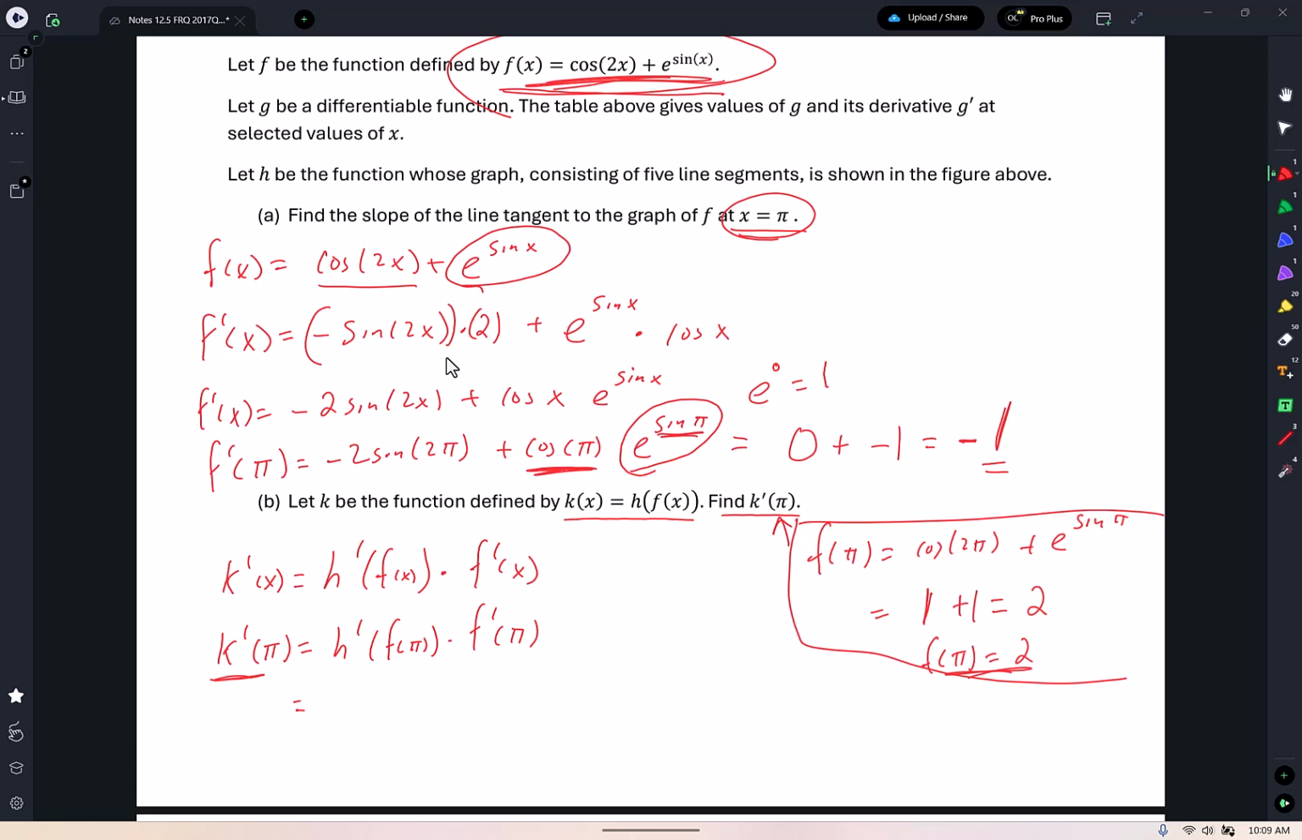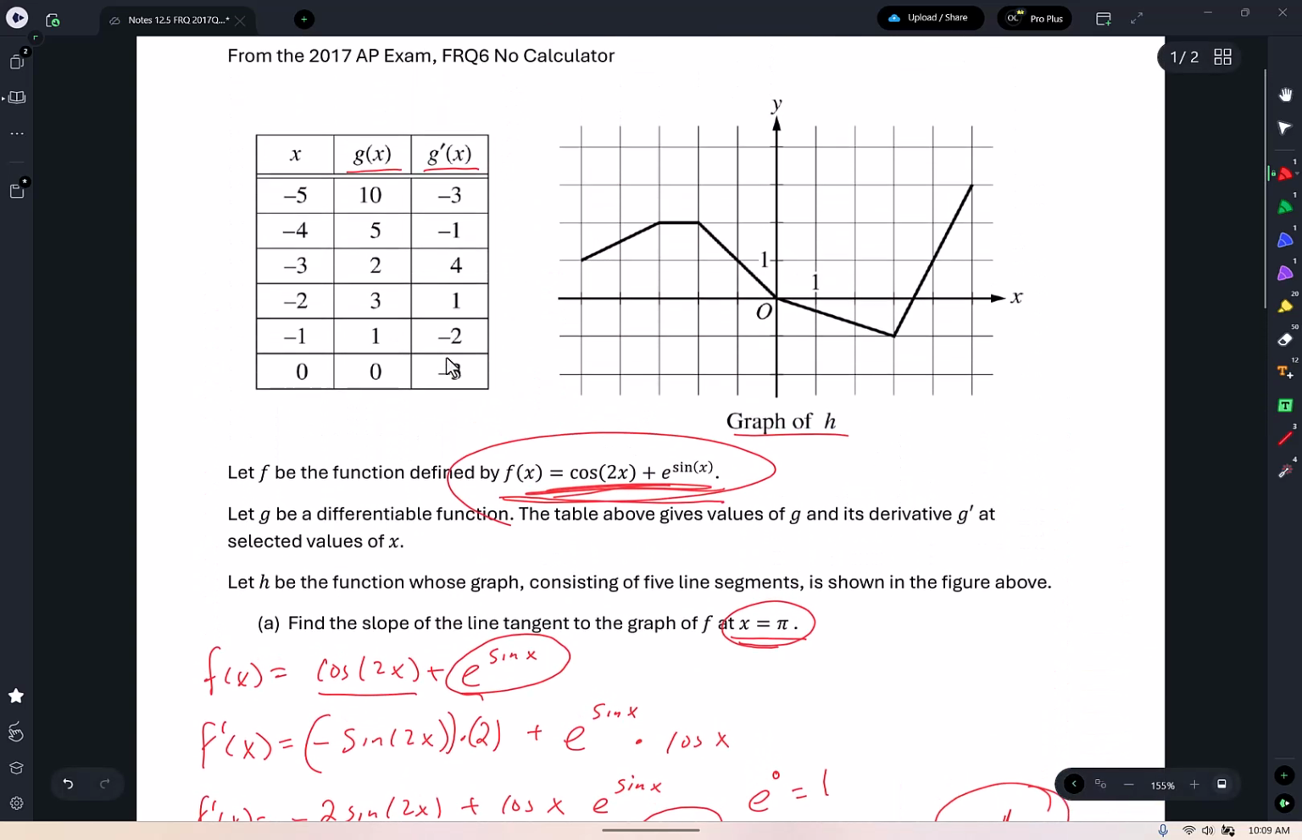So f of pi is 2, so I'm going to write h prime of 2 times f prime of pi, which I already know because f prime of pi is this one right here. Are we still okay, guys? H prime of 2. So I look for h. Where's h prime? How do I get it?